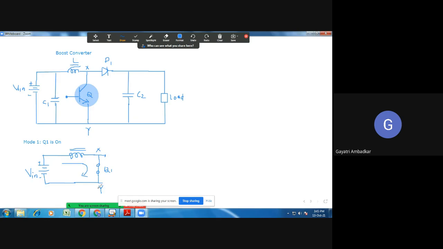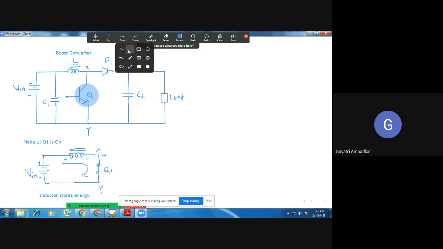So during this mode, what will happen in mode 1? The current will flow like this, and this whole V in will appear across the inductor. So in this mode, the inductor is storing the energy only. Okay, inductor is storing energy with this polarity. So whole voltage is present there.